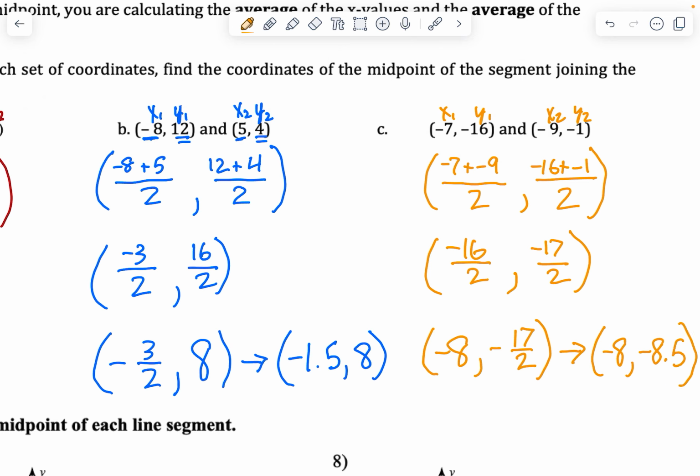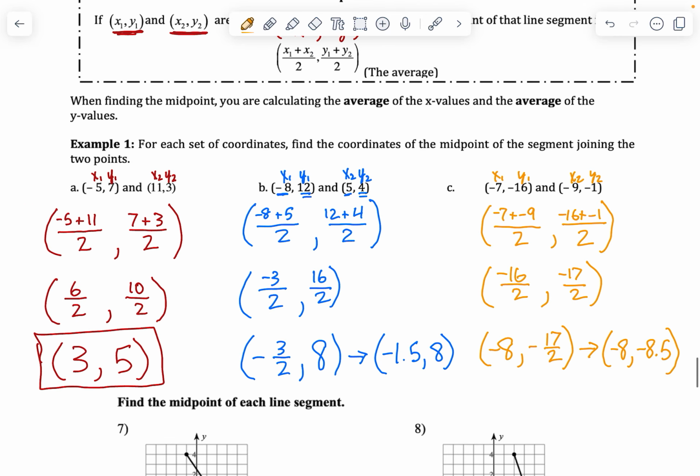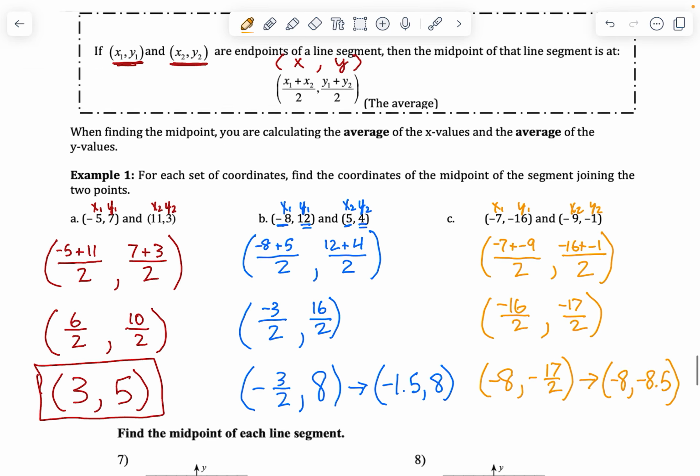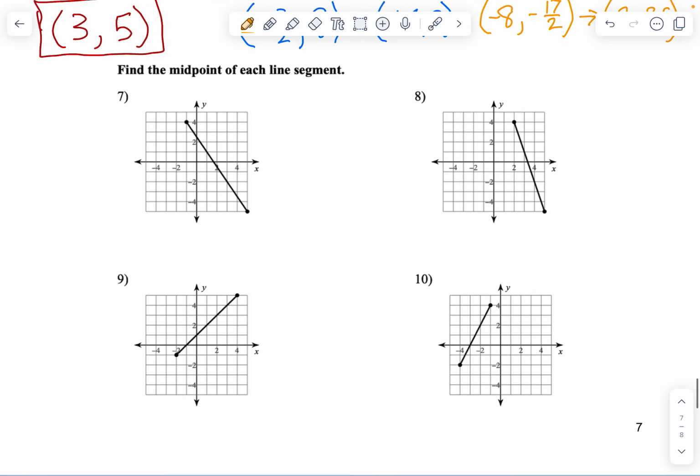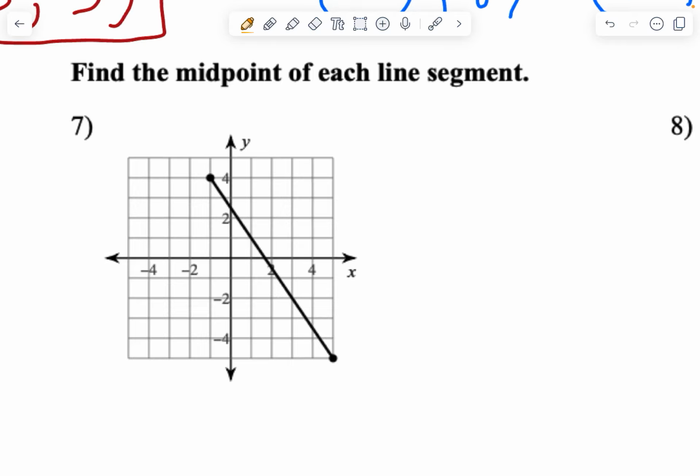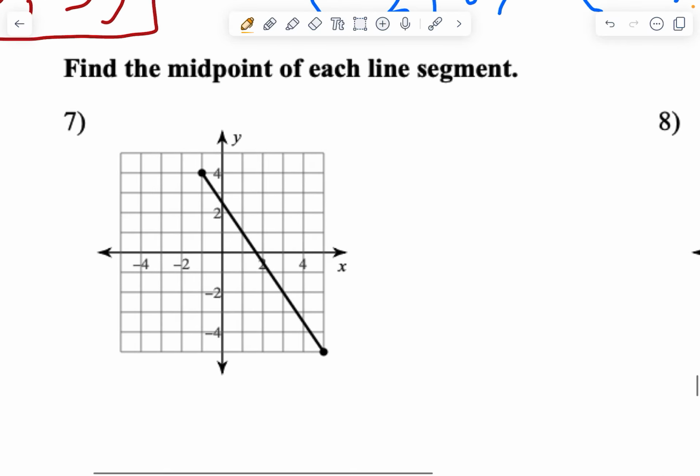Okay, and those are our 3 examples there of using the midpoint formula. So for the last couple problems on this page, the main thing is that it gives you a picture and says find the midpoint of each line segment. So really the only extra thing that I'm going to do is I don't really want to sit here and try to guess, oh, I think the midpoint's around here. Instead, I can actually take the points.